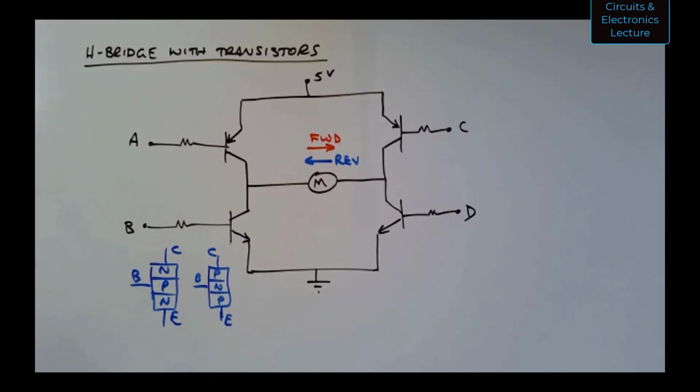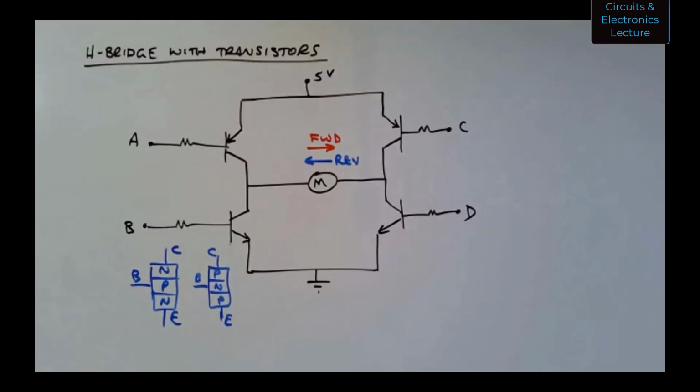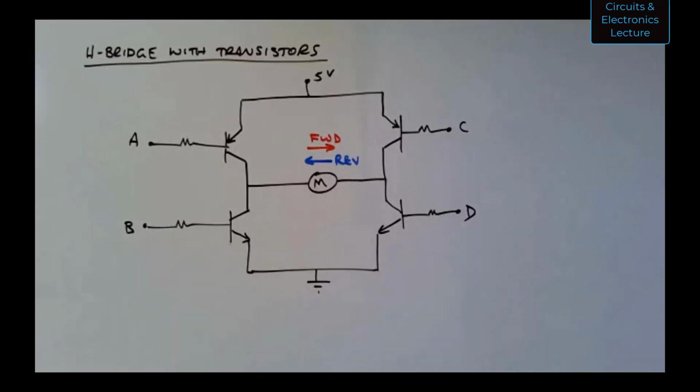Okay, so for the top one, for the PNP one, the collector is the bottom node. Right. Okay. The arrow is always on the emitter. Oh, okay, gotcha.